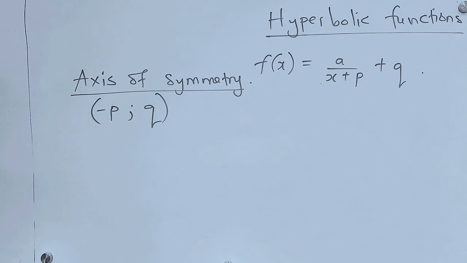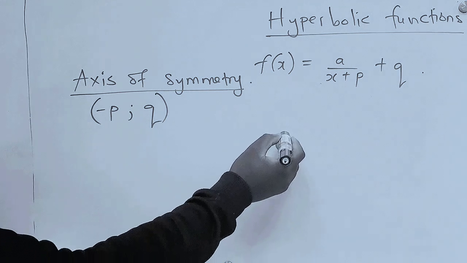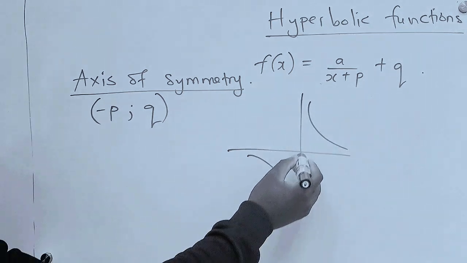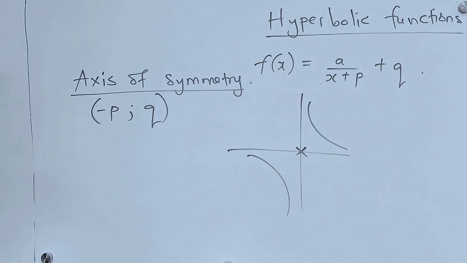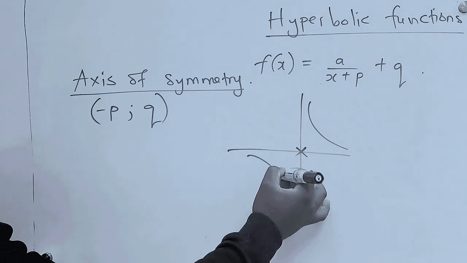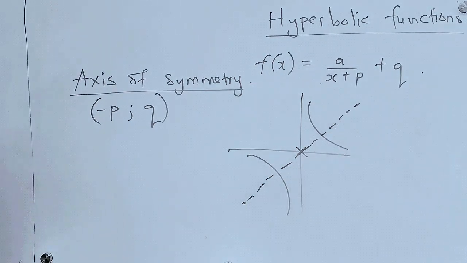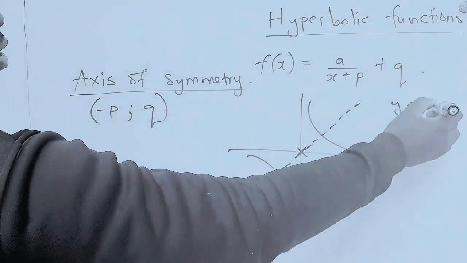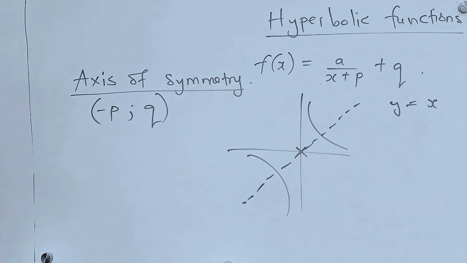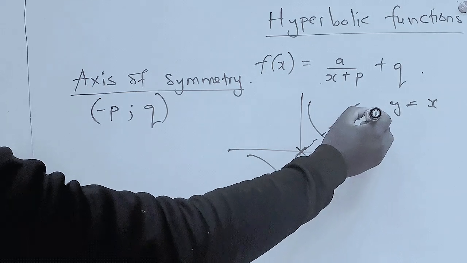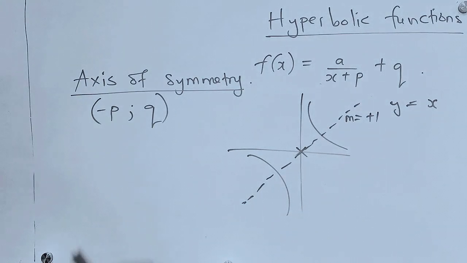So on the axis of symmetry, we have two lines. Let me do a rough sketch of a hyperbola. Let's say this one will be our axis of symmetry. We have a line that cuts going that side. That one will be parallel to the line y is equal to x. We know the property of parallel lines: the gradient is the same. So this line has a gradient of positive 1. All lines following that direction have a positive gradient.